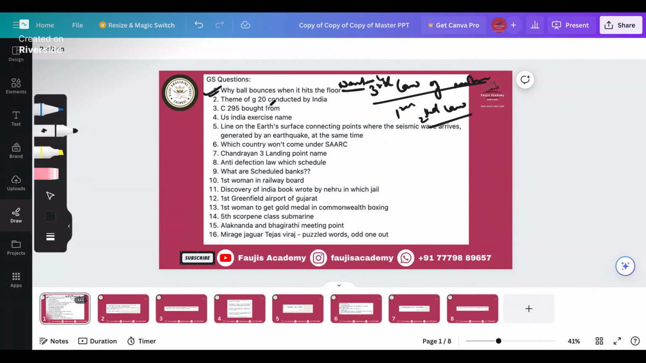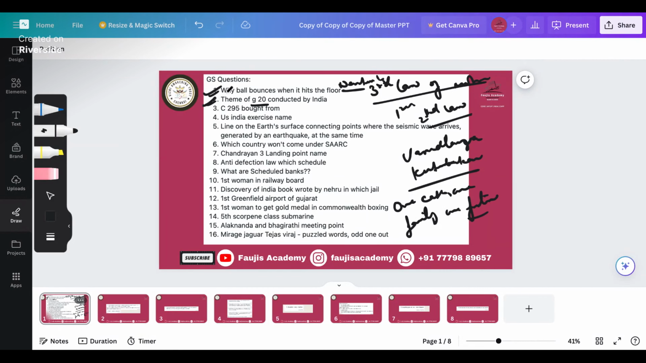The first is over. The theme of G20 is what? The theme of G20 is Vasudhaiva Kutumbakam. Please pardon my spelling and writing. In English, it is one earth, one family, and one future. Okay, one earth, one family, one future has been the theme of G20 in India.